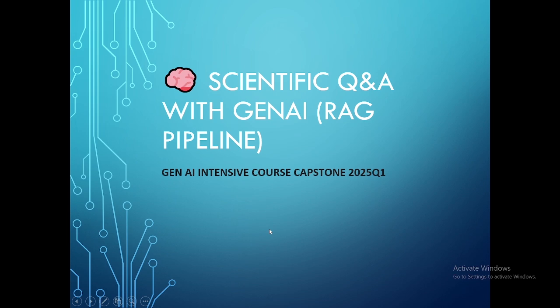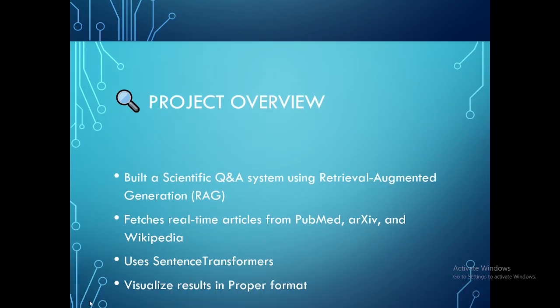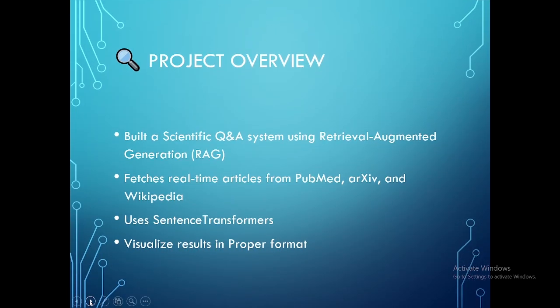I'm going to tell you about my capstone project, which is Scientific Question and Answer with Gen AI using a RAG pipeline. Before diving into the code and other details, I want to give you a project overview. It is a scientific question and answer system in which we use RAG from AI. It fetches real-time articles from these three sources, uses sentence transformers, and visualizes results in a proper format.